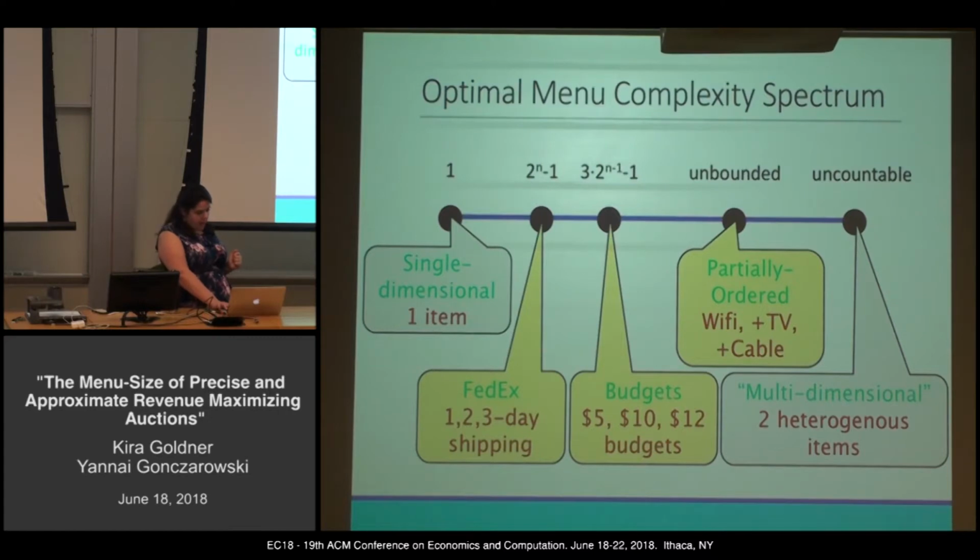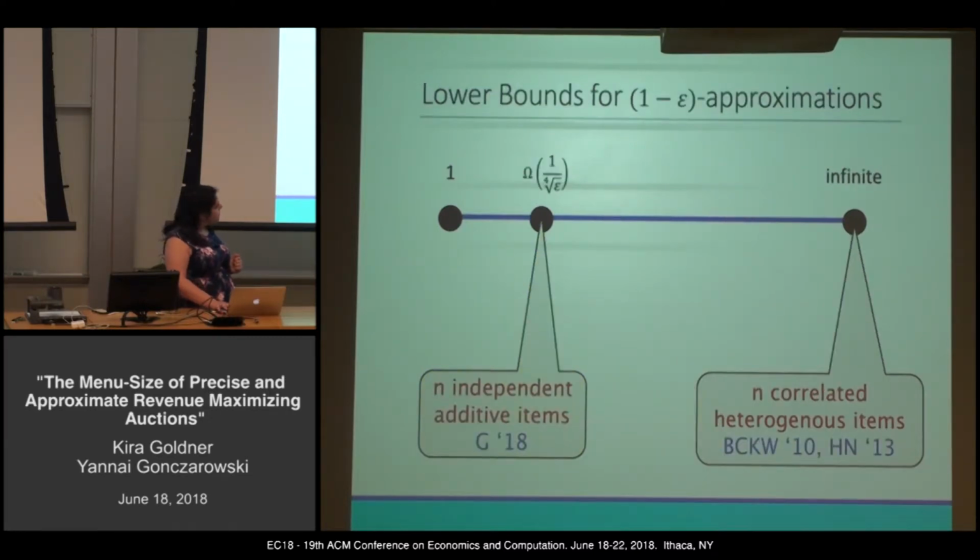Okay? And also for approximation, before now, well not really before now because this is brand new, hot off the presses, but we had infinite menu needed to approximate for n-correlated homogeneous items, and for independent additive items, Yannai's new paper shows a lower bound.